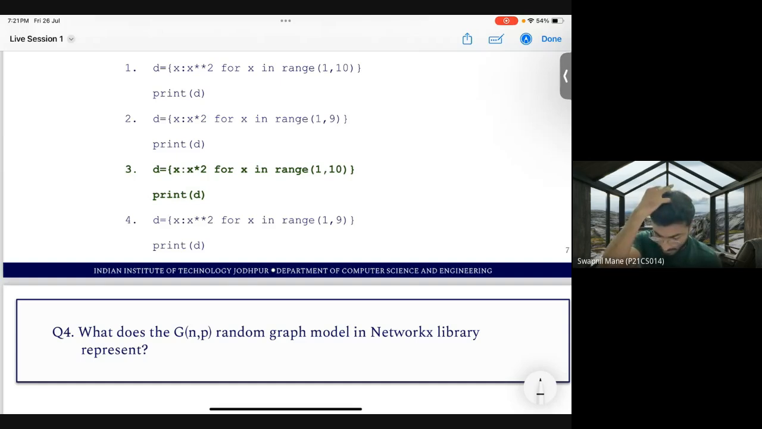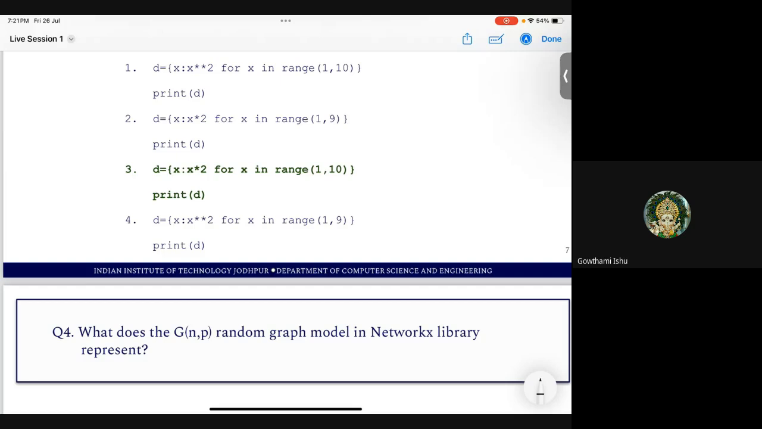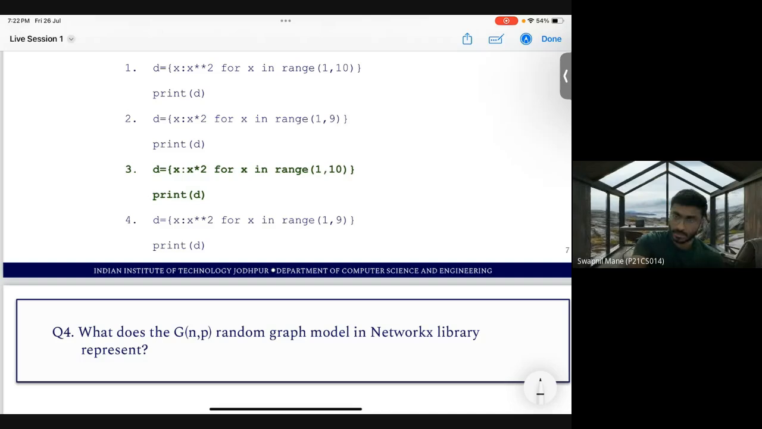Anyone? So here, n represents nodes and p represents the probability of an edge between two nodes. Yeah, that is correct. Someone is saying in the comments vertices and edges. It's not vertices and edges that we provide in that random function. See, n is the number of nodes, how many nodes we want in that random graph, and we have to give a probability, the probability of an edge between two nodes.